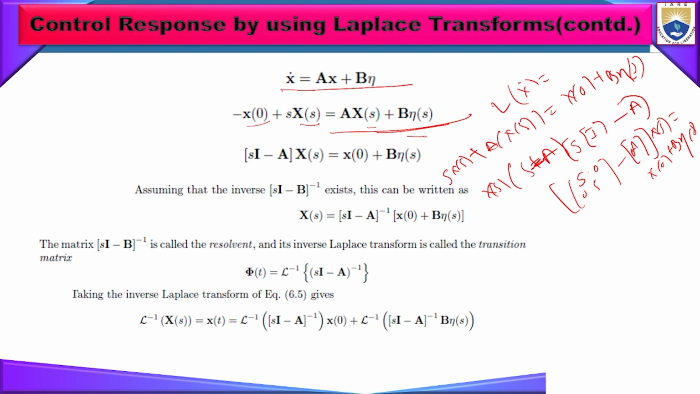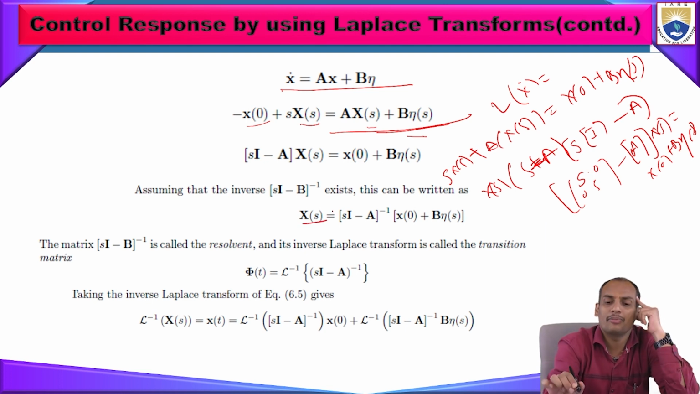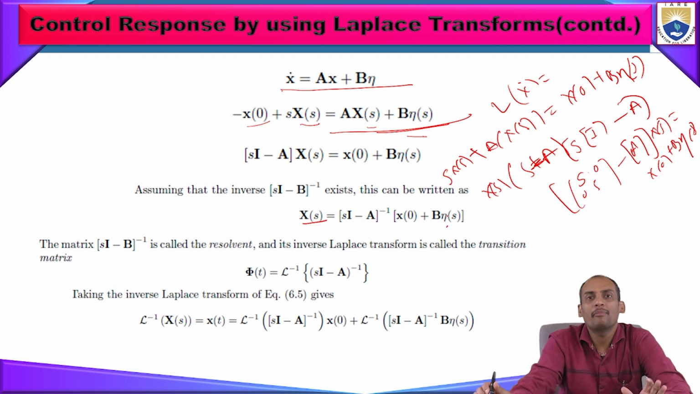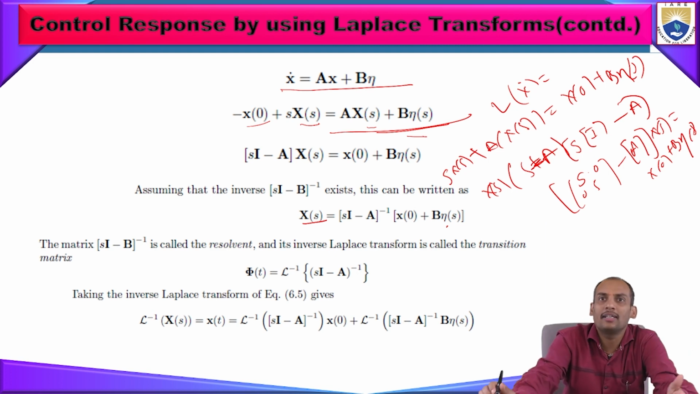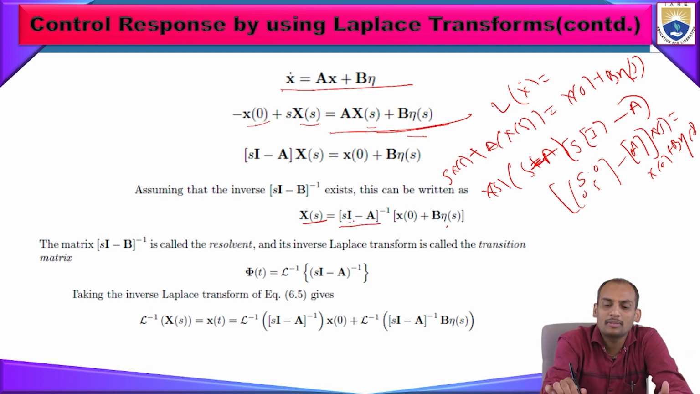Then we need the expression for x of s. If we want the expression for x of s, the matrix goes to this side as the inverse matrix: sI minus a inverse into x of 0 plus beta eta of s. These are all constant form only. The matrix sI minus a inverse is called the resolvent, and its inverse Laplace transform is called the transition matrix. If you give the inverse Laplace transform to that, we call it a transition matrix.